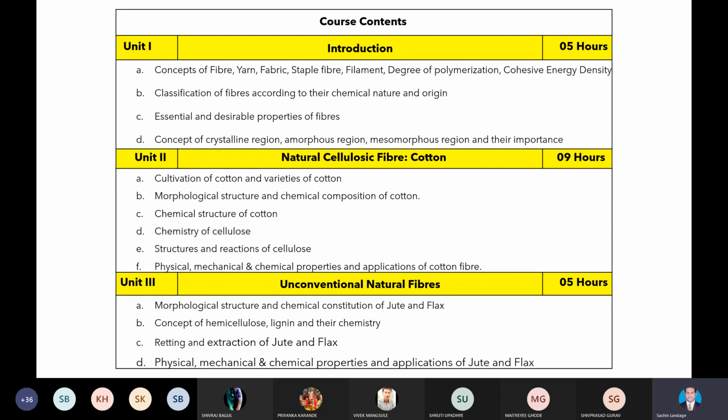Next is the essential and desirable properties of fiber. That is our next point. Though this is a small, one-sentence point, there are so many things in it. Just like five different essential properties and four different desirable properties that we are going to see. Again, we are going to see what is essential and what is desirable. Can anyone tell me the difference between essential and desirable?